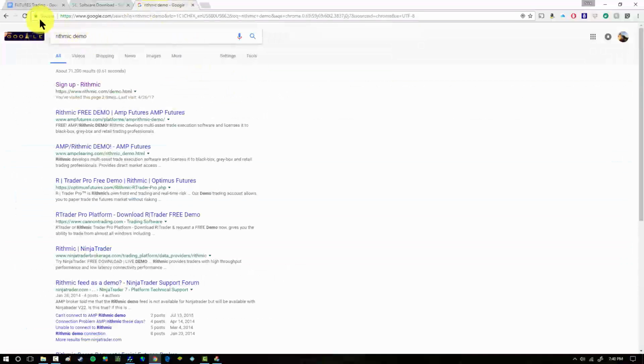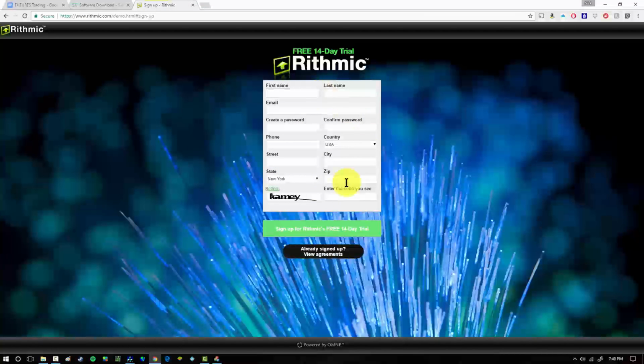Then we want to do a Google search for Rithmic demo. So you'll find this, sign up with Rithmic, and fill out the information. It'll send you an email. Click on the confirmation. And I'm not sure if it asks you to create a username and password again or what, but just be sure to keep in mind your username and password for that, because you also need to do that.